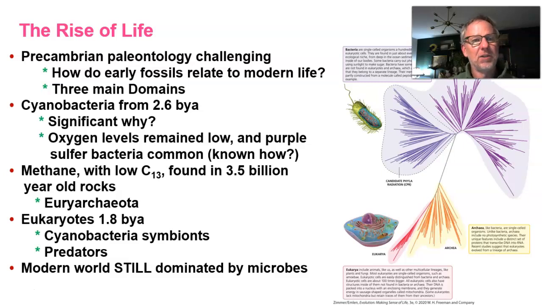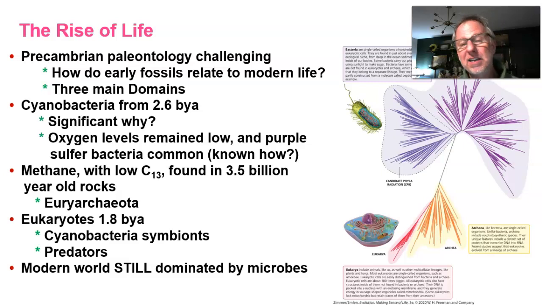Methane with a relatively low amount of carbon-13 is found in 3.5 billion-year-old rocks. So that might be traced to Euryarchaeota, a type of archaean, but then maybe it's non-biological. We're not quite sure. Eukaryotes, we see the first fossil eukaryotes show up about 1.8 billion years ago with definitive eukaryotic cells. They're about 100 times bigger than the previous prokaryotic cells.